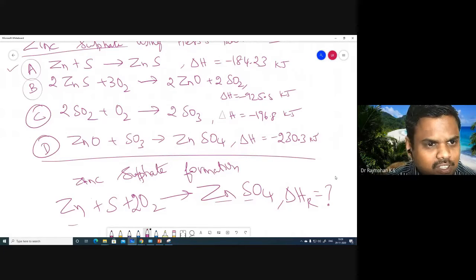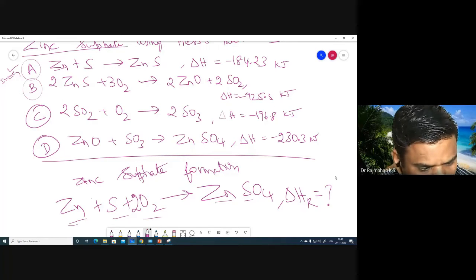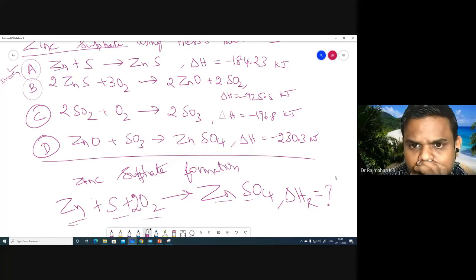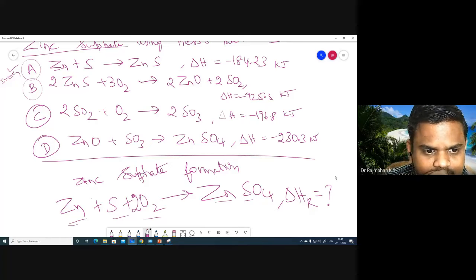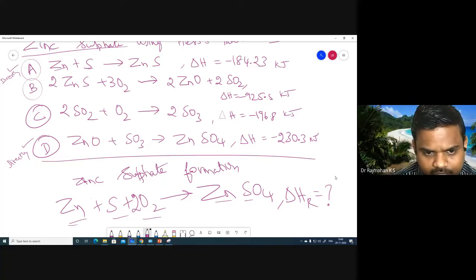So this can be taken directly, right? Zinc sulfide, so this is taken care of. And we want oxygen also on the left hand side. We will take oxygen, but that will depend on what is on the right hand side. Finally we want zinc sulfate on the right hand side. So this also will come directly. But zinc oxide is on the left hand side here, so this needs to be cancelled.